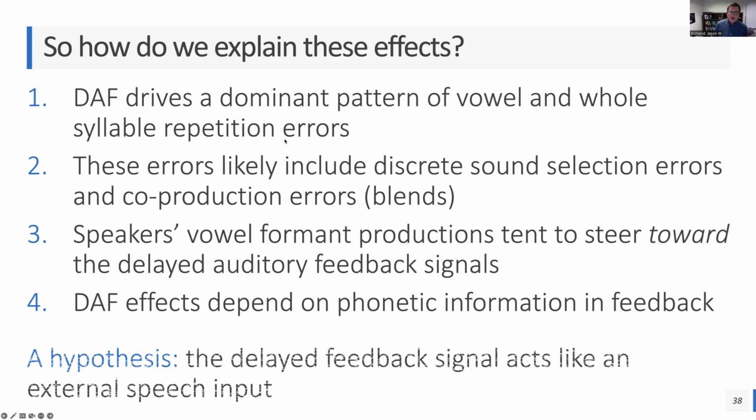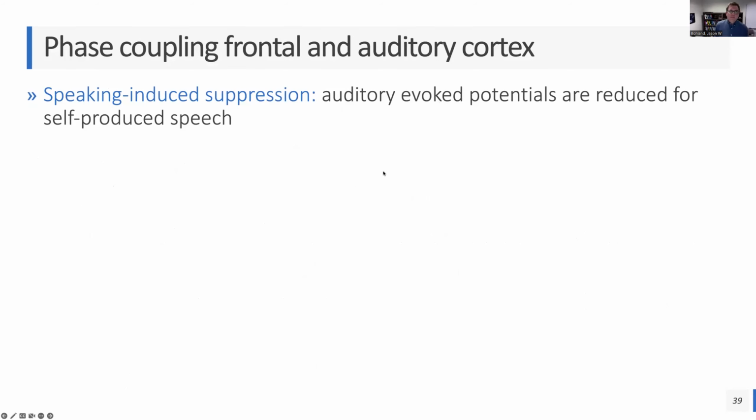So our working hypothesis is that the delayed auditory feedback signal is acting more like an external speech input than one that you are coupling to your own speech and trying to directly adjust for. So let's think about how that could work. We know that when we speak, we have this phenomenon known as speaking-induced suppression. What that means is that we set up our auditory cortex by reducing its excitability, which gives rise to smaller auditory evoked potentials for self-produced speech compared to hearing that exact same speech signal during a passive listening task.